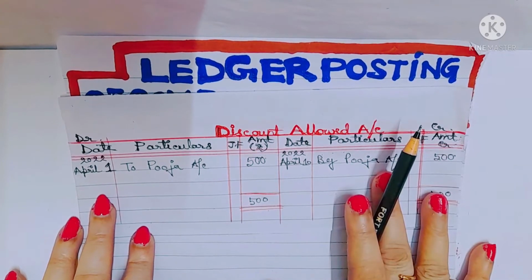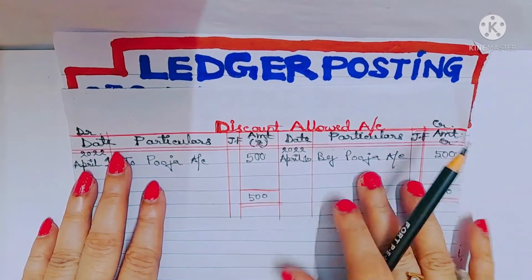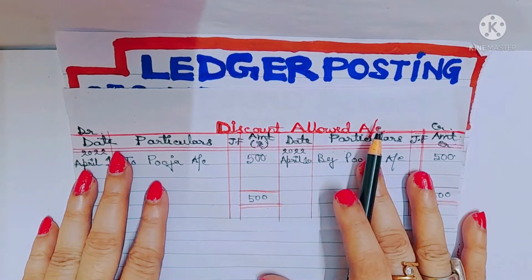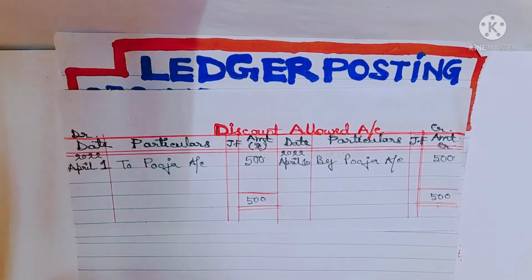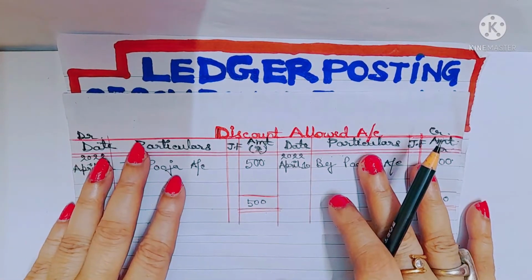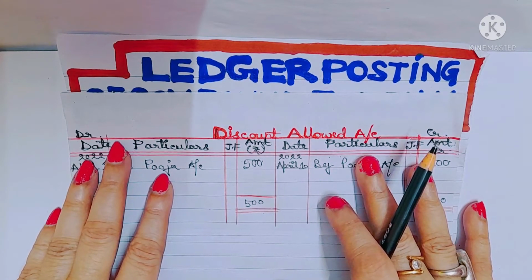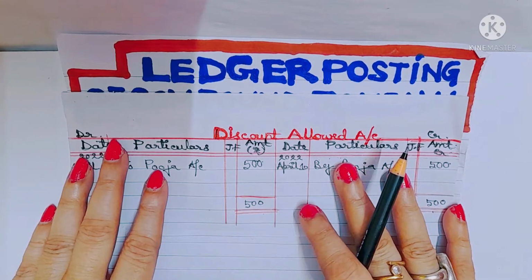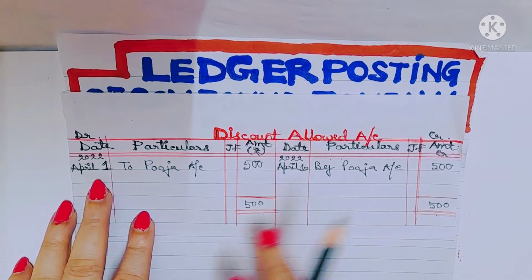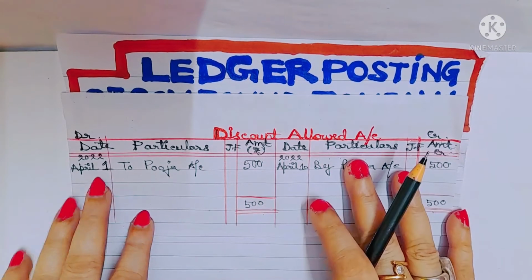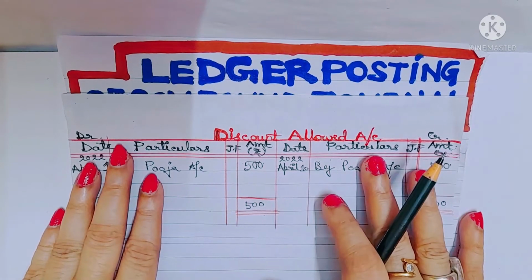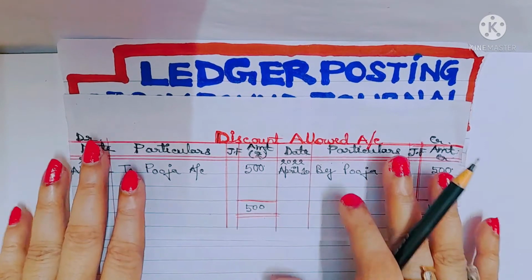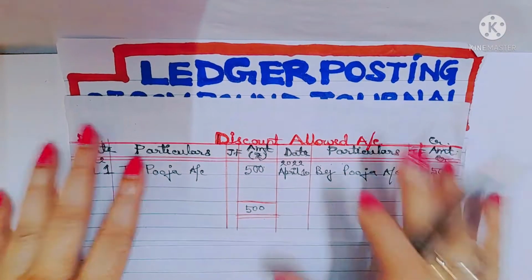Understood? Clear? যেই অ্যাকাউন্টের কোনো ব্যালেন্স থাকে না বাই ব্যালেন্স বিডি, সেই অ্যাকাউন্ট ট্রায়াল ব্যালেন্সে অ্যাপিয়ার করে না। আন্ডারস্টুড? দিস ইজ দ্য রুল। বিকজ আমরা ট্রায়াল ব্যালেন্স কি করি? আমরা ট্রায়াল ব্যালেন্স প্রিপেয়ার করি উইথ দ্য লেজার অ্যাকাউন্ট ব্যালেন্সেস। We prepare trial balance with the help of ledger account balances, but this account, discount allowed account, has no balance. So how can we prepare? So discount allowed account will not appear in trial balance since discount allowed account shows no balance. Understood? Clear? Let's do the next account.